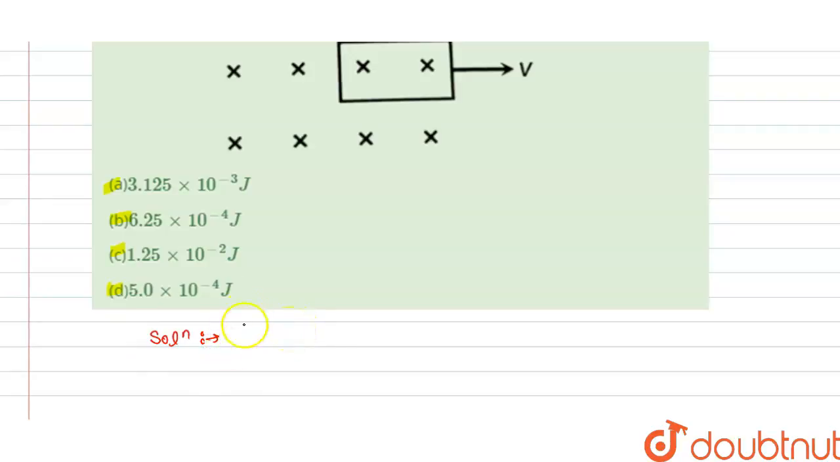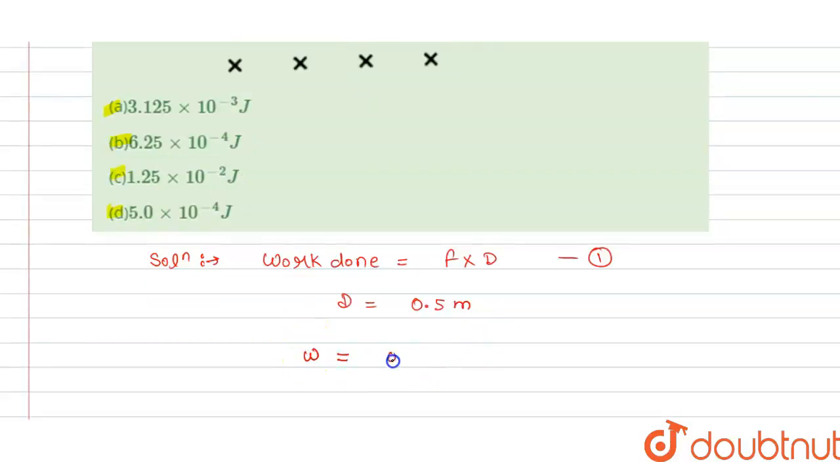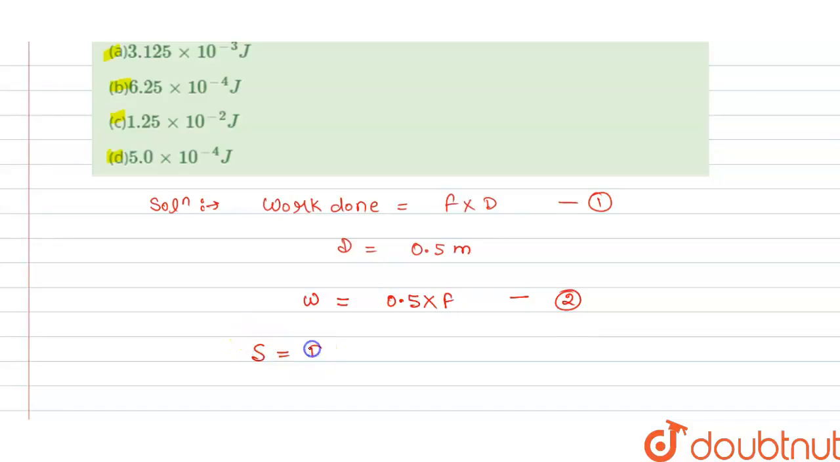we know that work done is equal to force into displacement, that is F into D. Let's suppose this is equation 1, and D is given to us as 0.5 meter. So we can write work done is 0.5 multiplied with F, and this is equation 2. And we know that speed is equal to distance divided by time. So distance is 0.5 and time is 2 seconds, that is equal to 0.25 meter per second.